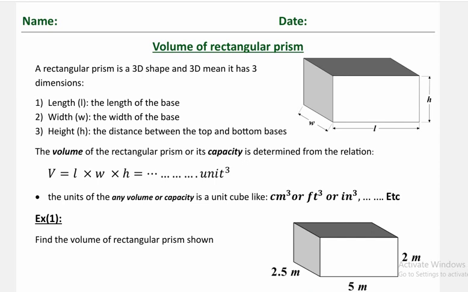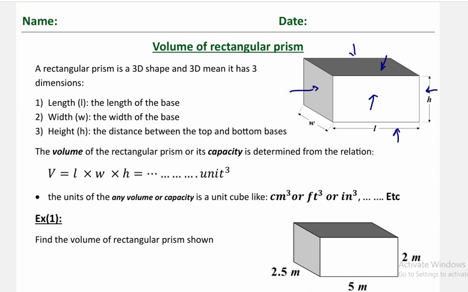Hello grade 6. In this video, we'll learn how to calculate the volume of a rectangular prism. So first, what's a rectangular prism? A rectangular prism, like a box or a book, has 6 faces: top and bottom, right and left, and front and back. Each face is a rectangle.